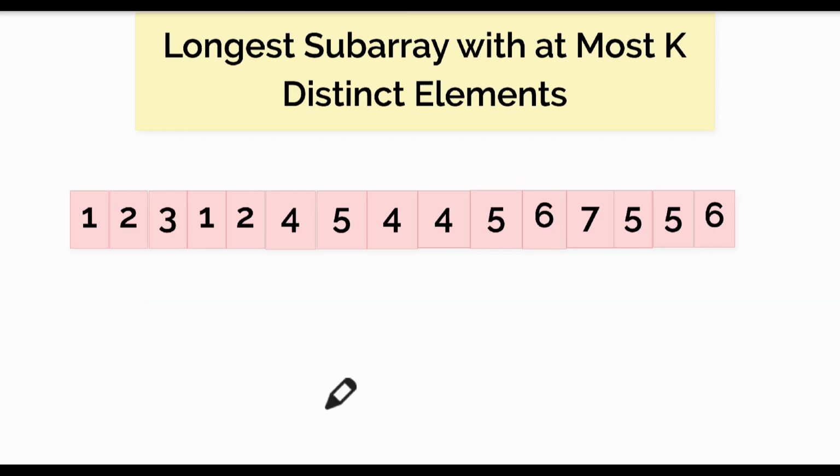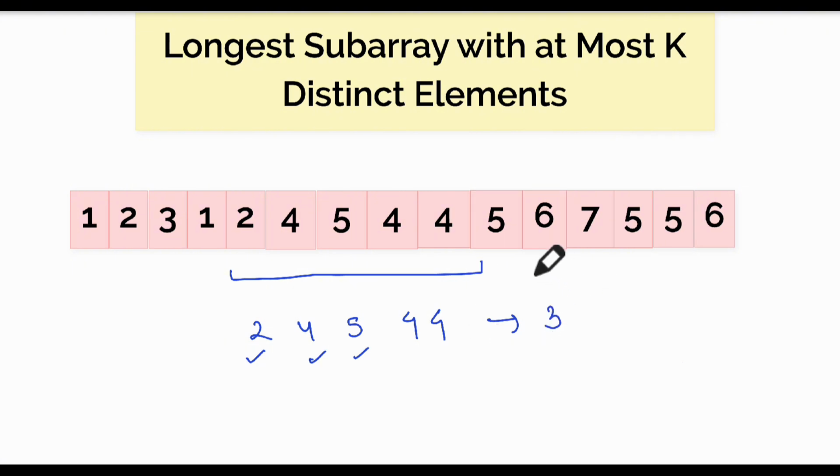Now let us understand the second part of the question, with at most k distinct elements. So for example, let us say we pick a particular subarray, let us say we pick this. So it becomes 2 4 5 4 4. How many distinct elements does this contain? This contains 2, 4, 5, so a total of 3 distinct elements, right? So for every subarray we identify the distinct elements, and this count should not exceed a given number k.